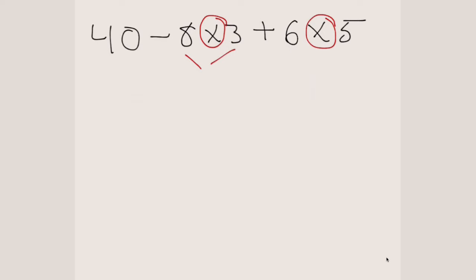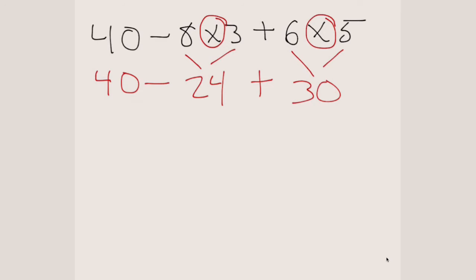So I do 8 times 3 gets me 24. I get 6 times 5 gets me 30. I bring down everything that's left over, keeping it the exact same as it was. So I had a 40 and a minus sign left over and a plus sign.